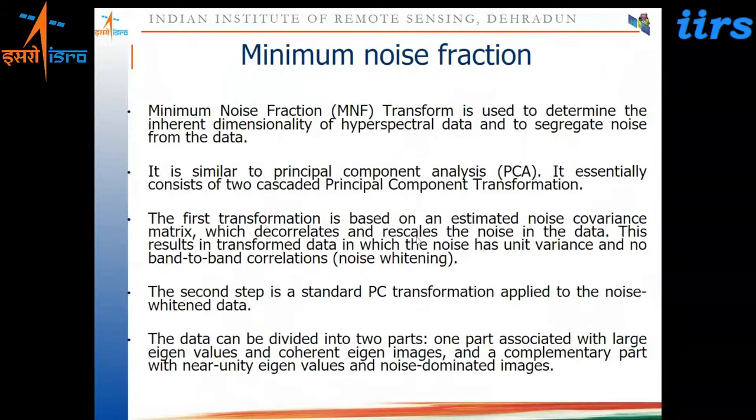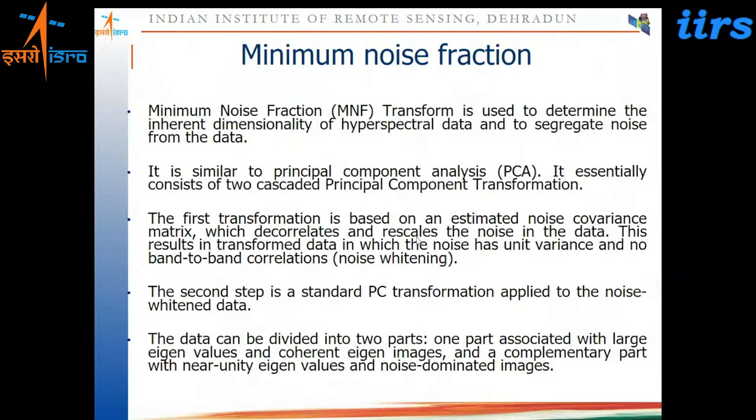The MNF transformation is similar to principal component analysis. What do we do in this? We apply two cascaded principal component rotations. In the first rotation, we try to segregate the noise from the data. And in the second step, the standard principal component transformation is applied.